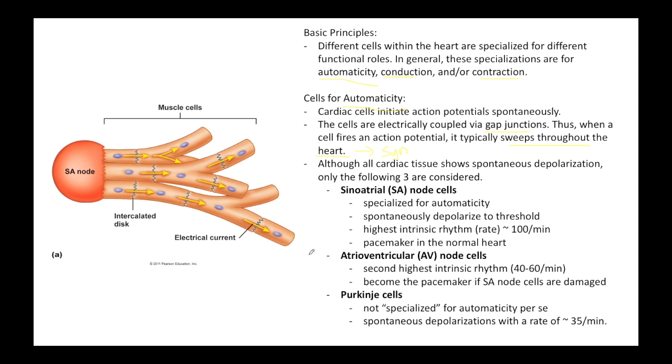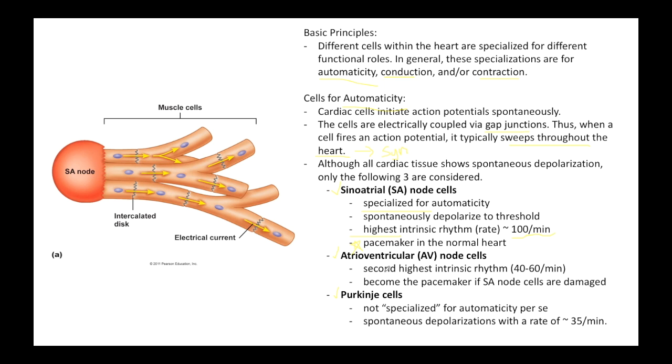The three types of cells that we care about the most here are SA nodal cells, our AV nodal cells, and somewhat Purkinje cells. Not as much, but still kind of there. So our SA nodal cells are especially important here. These spontaneously depolarize to the threshold, and they have the highest intrinsic rhythm at about 100 per minute. And because of that, they are known as the pacemakers in the heart.